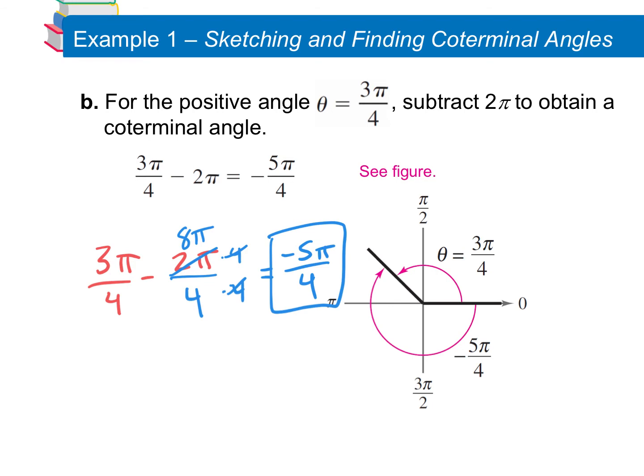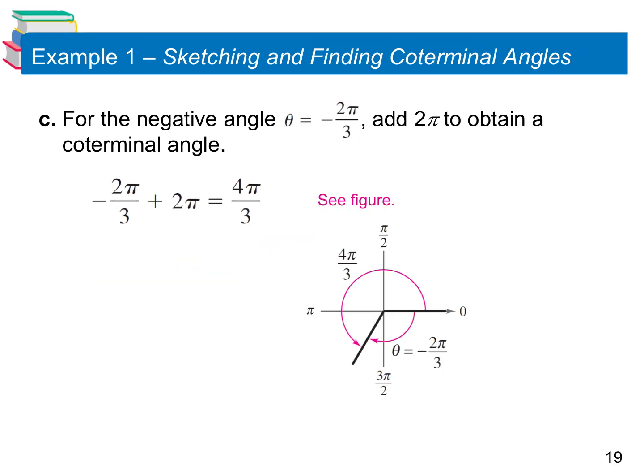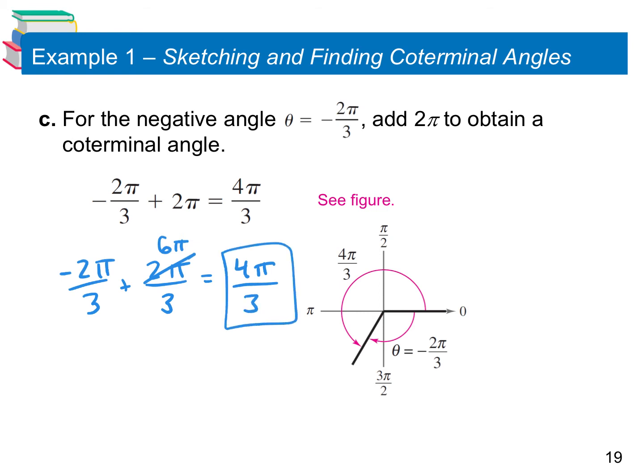So how do we know when to subtract? If it gives us a negative angle, to find a positive coterminal angle, we would add 2 pi. So you can either add 2 pi or subtract 2 pi. Sometimes you can add 2 pi more than once, or subtract 2 pi more than once. So here, if we had negative 2 pi over 3 plus 2 pi, we would need a common denominator to add these together. I would multiply the top and the bottom by 3, so this would be 6 pi over 3. Negative 2 pi plus 6 pi is 4 pi over 3. So this is a positive coterminal angle with negative 2 pi over 3.